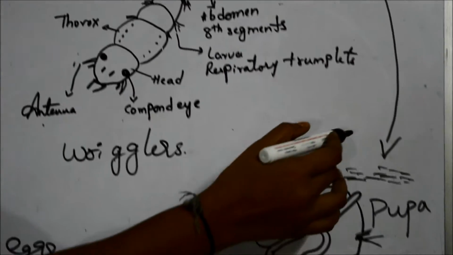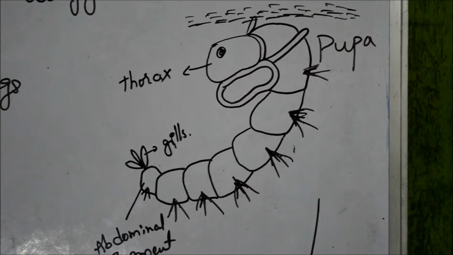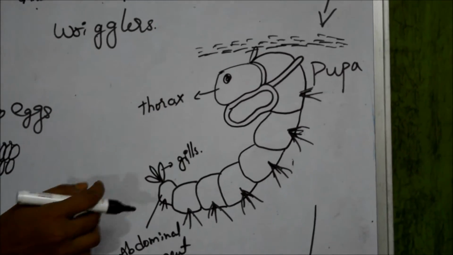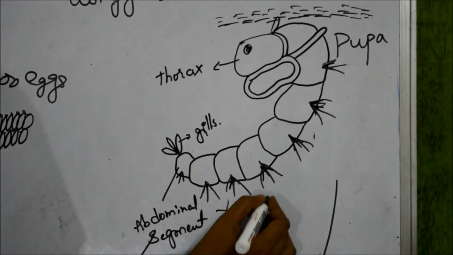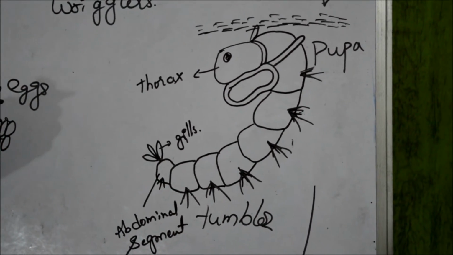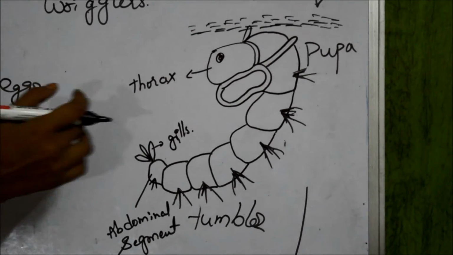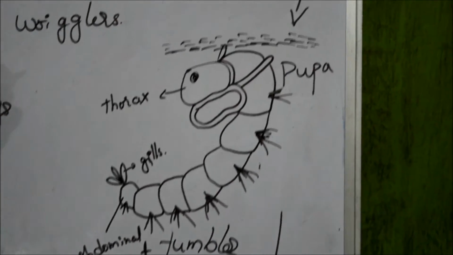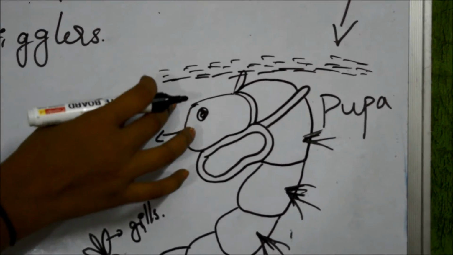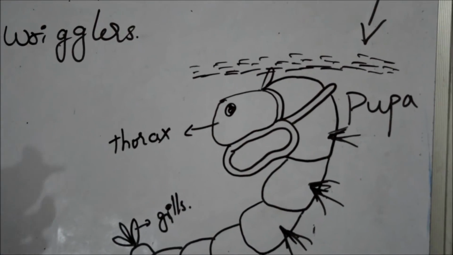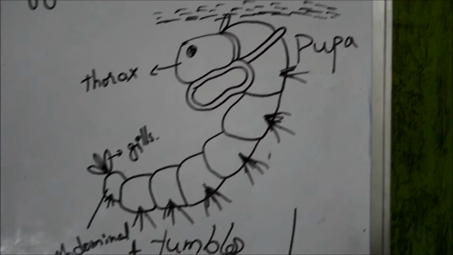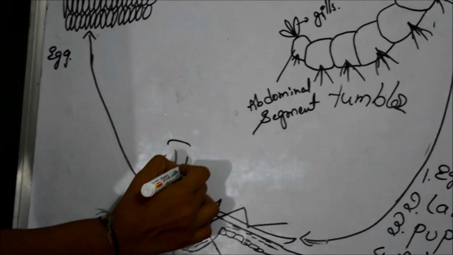After completing this stage, the larva enters the next stage called the pupa. It looks like a comma, and because of this shape it is called a tumbler. The head and thorax are fused. On this, a pair of tubules called respiratory trumpets are present, and the pupa hangs at the surface of the water and takes in atmospheric air through these respiratory trumpets. Depending upon the temperature, the pupa stage lasts from 2 to 7 days. After 2 to 7 days, it enters the fourth stage, which we call imago.